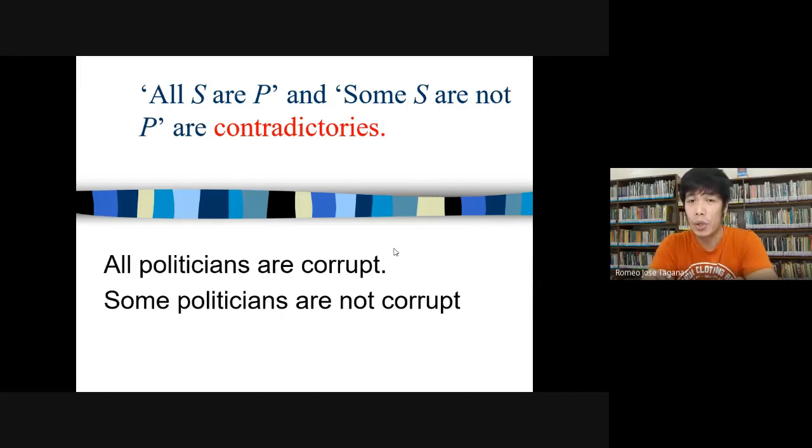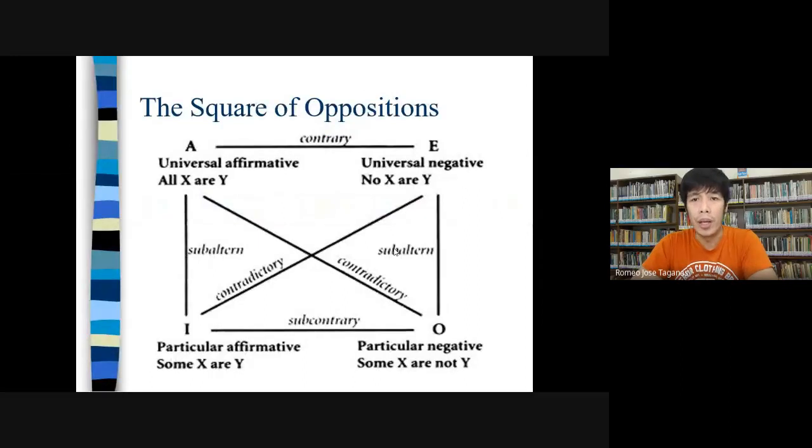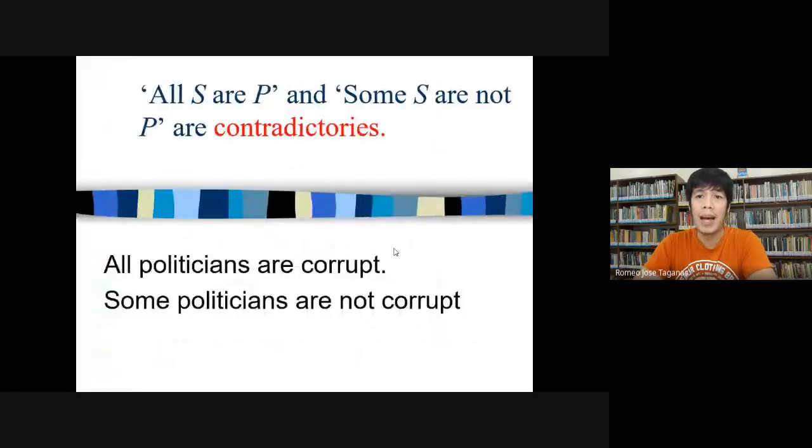The answer is O. Therefore, the examples on our screen are an A proposition and an O proposition. So anong relationship ng A proposition sa O proposition? Balikan ninyo yung square of oppositions. Tingnan nga natin kung ano sila. Ayan, yung A, tingnan nyo, diagonally nakaturo sa O at nakalagay, contradictory sila. Kaya ibig sabihin, ang A proposition ay contradictory sa O proposition.